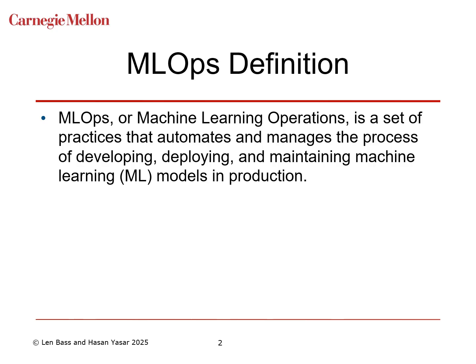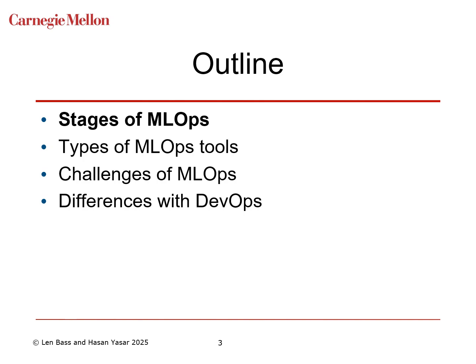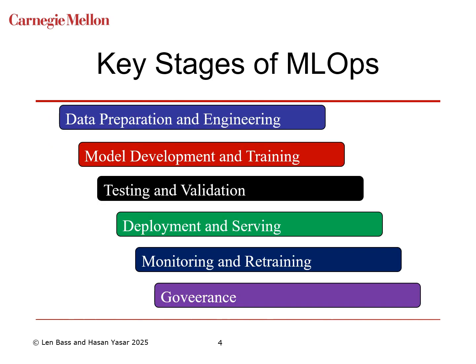Contrast that to the definition of DevOps, which is almost the same, except that it is not talking about machine learning models, but it's talking about software. So let's talk about the stages of MLOps. And what we see are that there are 6 stages.